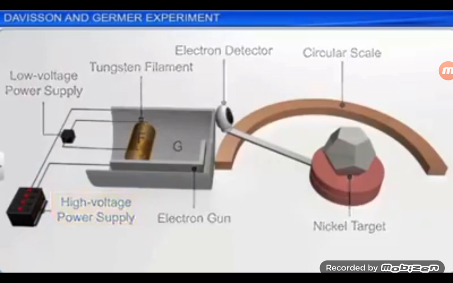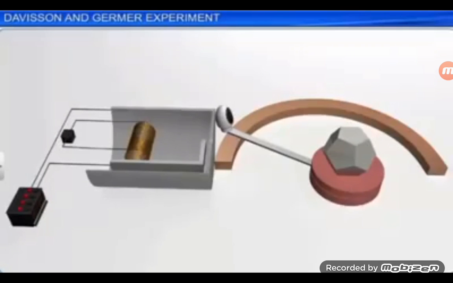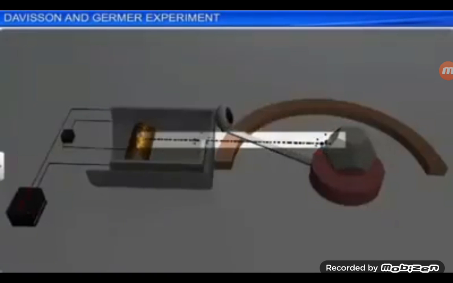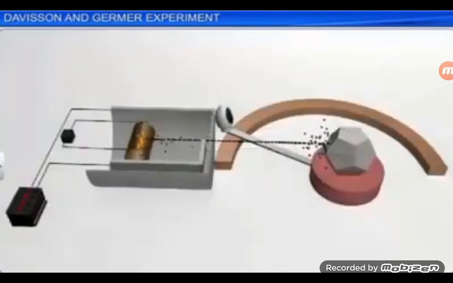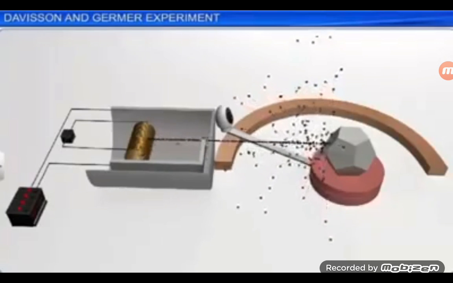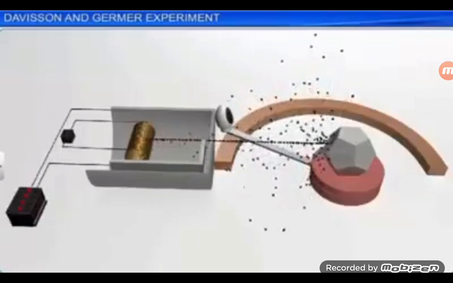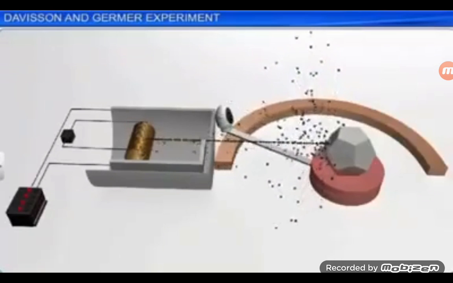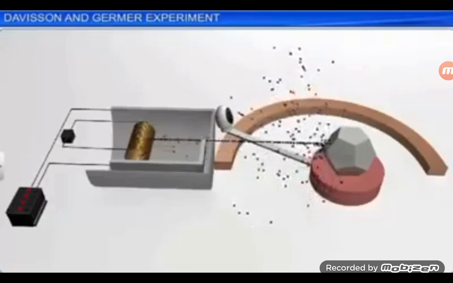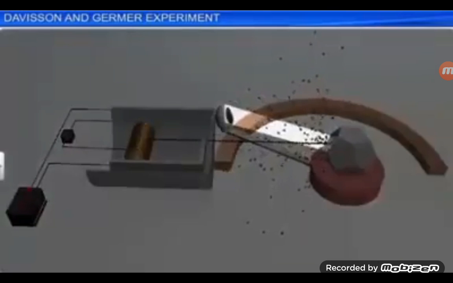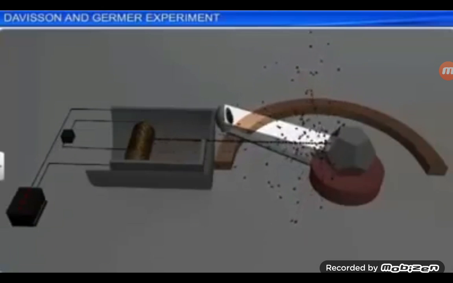The electrons thus emitted are passed through a cylinder with a pinhole along its axis, producing a fine collimated beam. This collimated beam is directed to fall on the surface of a nickel crystal. The electrons are scattered in various directions by the atoms of the crystal. The intensity of the electron beam scattered in a given direction is measured by the electron detector or the movable collector.